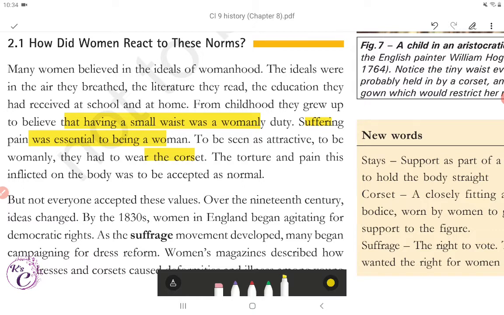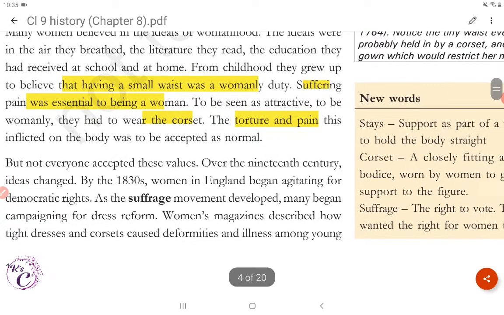So the torture and pain this inflicted on the body was to be accepted as normal. But not everyone accepted these values.